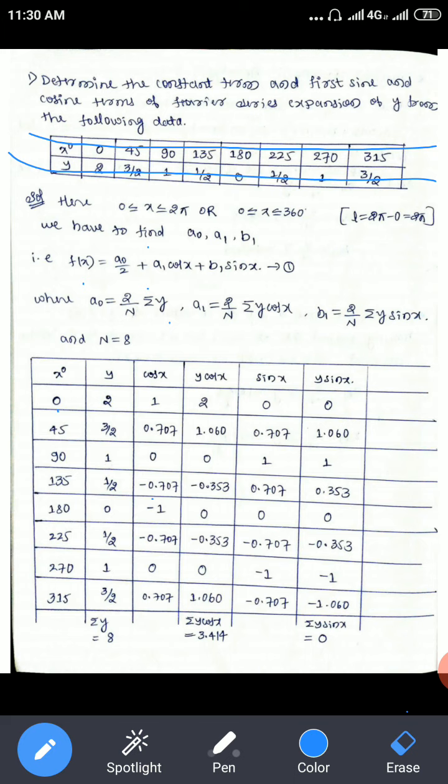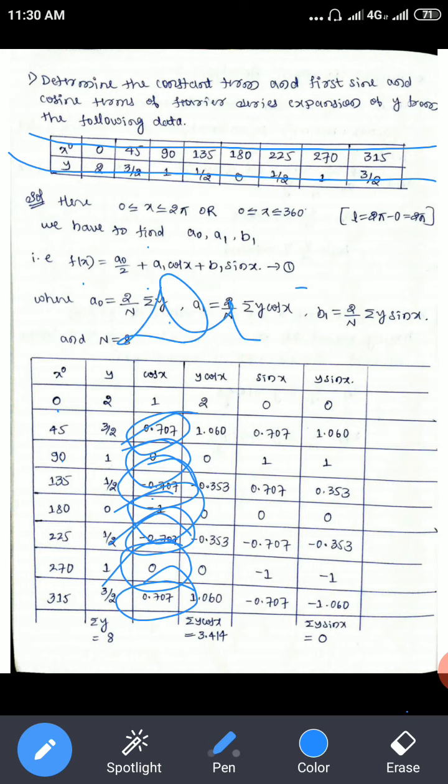So please calculate it in degree mode only. That is 0.707. Cos 90 degree is 0. Cos 135 is minus 0.707. You calculate it in calculator, you will come to know. Cos of 180 degree, cos 225 degree, cos 270, cos 315 degree. I have calculated this in degree mode, so calculate it in degree mode.